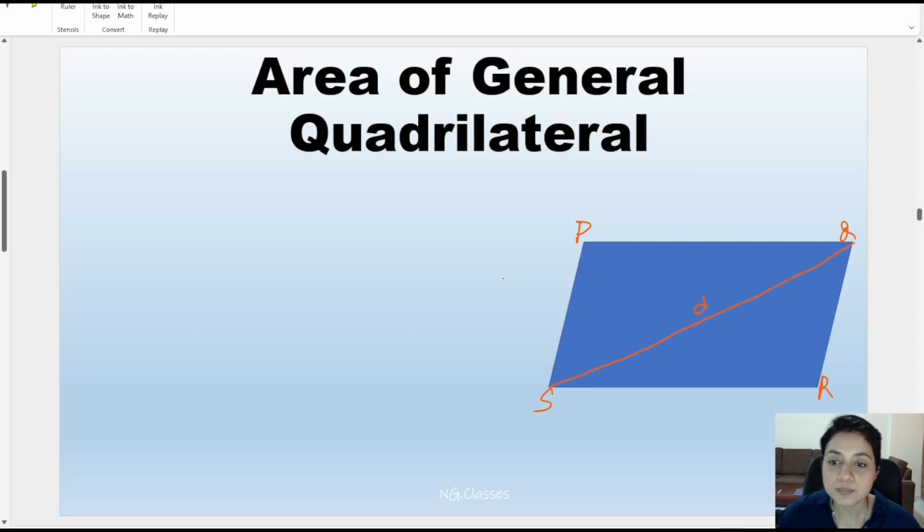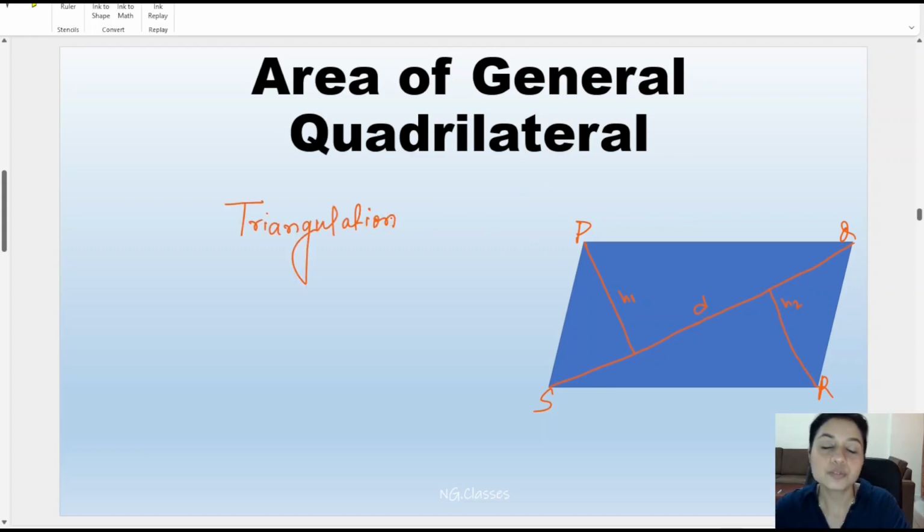So let's find it. Let's drop the perpendicular from here. Let's say it's H1 and let's drop the perpendicular from R as well. Let's say it's H2 and let's find the area one by one. Now this method is called triangulation. And we can use this method when we don't know the specific name of the quadrilateral.